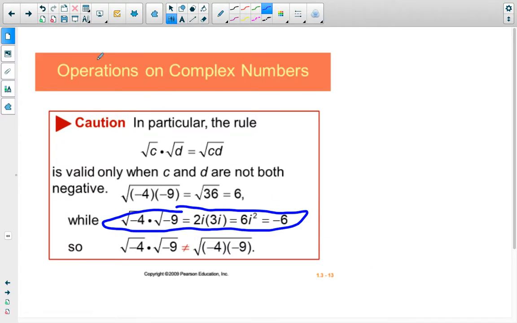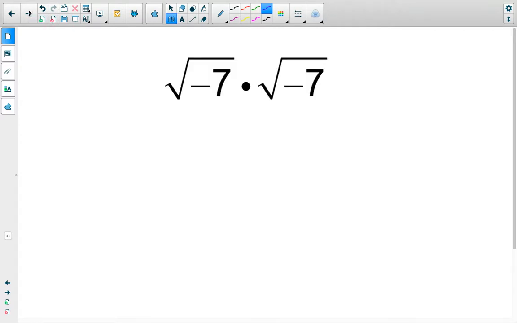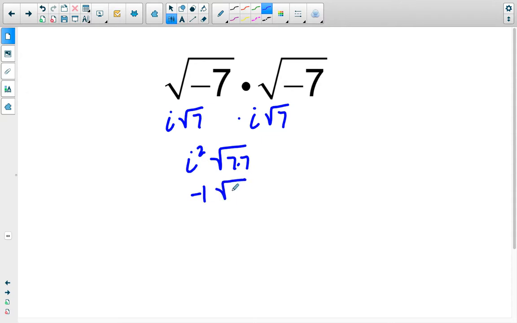Deal with the negatives first. Don't multiply first. And here's what we mean by this. This is going to turn into i square root of 7 times i square root of 7. So i squared on the outside, 7 times 7 on the inside. So -1 times the square root of 49, or -7.